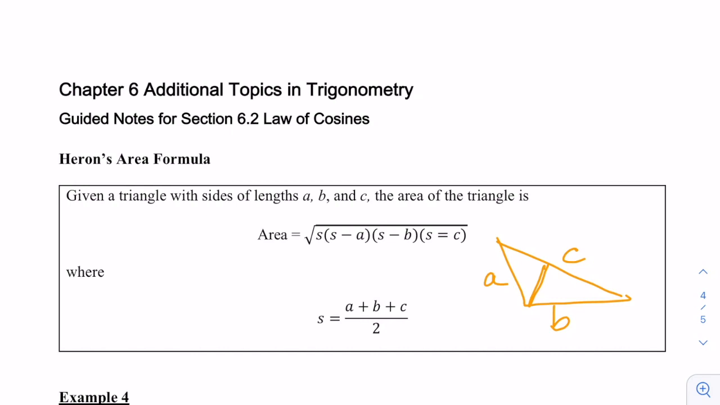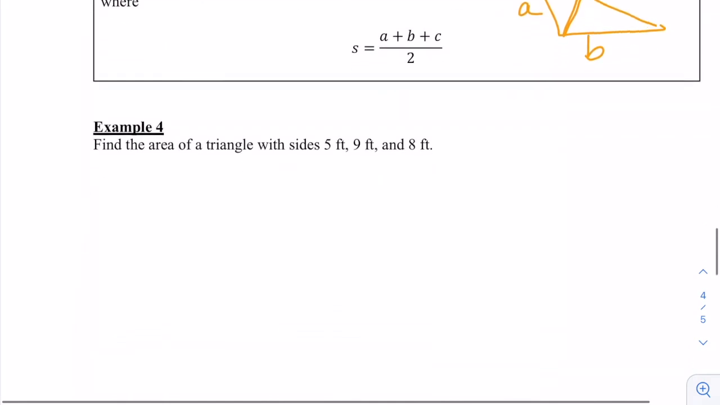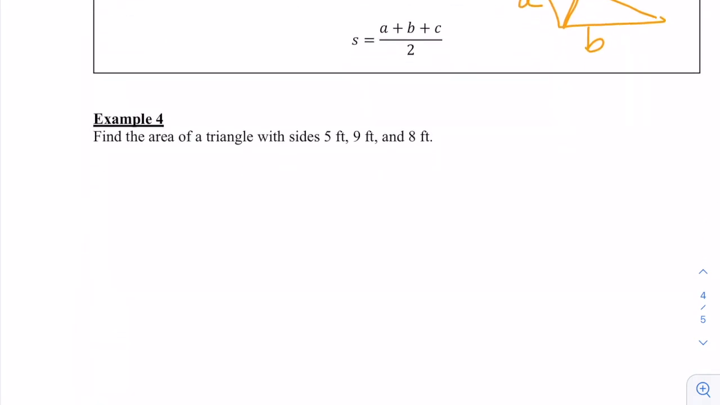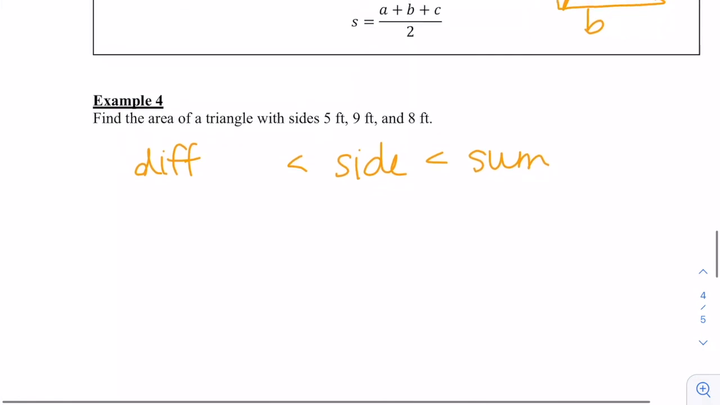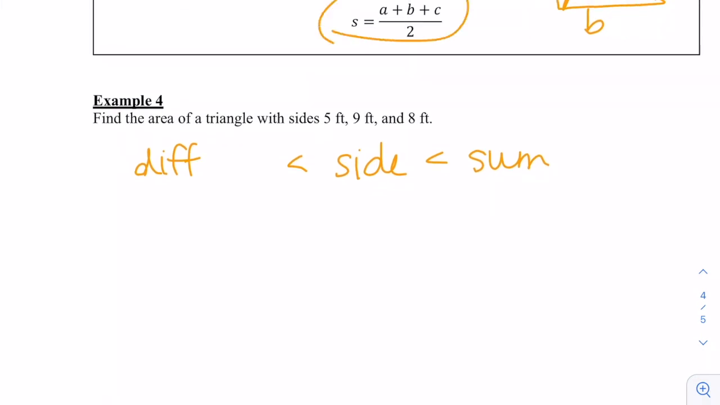So we're going to find the area given the triangle. And again, if you're given a triangle, always make sure you look at the triangle inequality, that the side is less than the sum and greater than the difference, just to make sure we have a triangle. Okay, but here we have a triangle. We're first always going to start with S. So S is that value that we're going to be substituting into that square root.